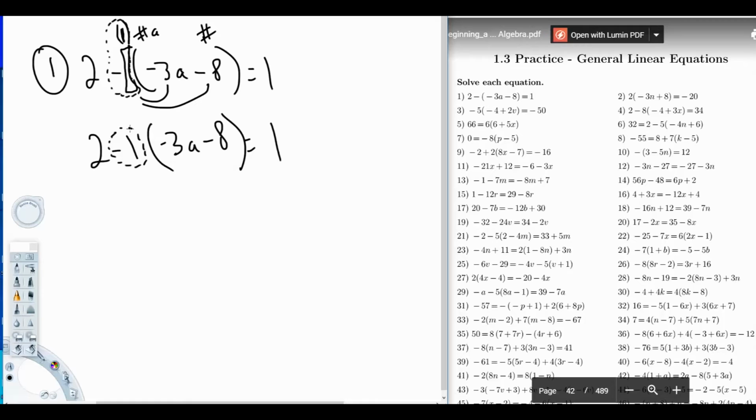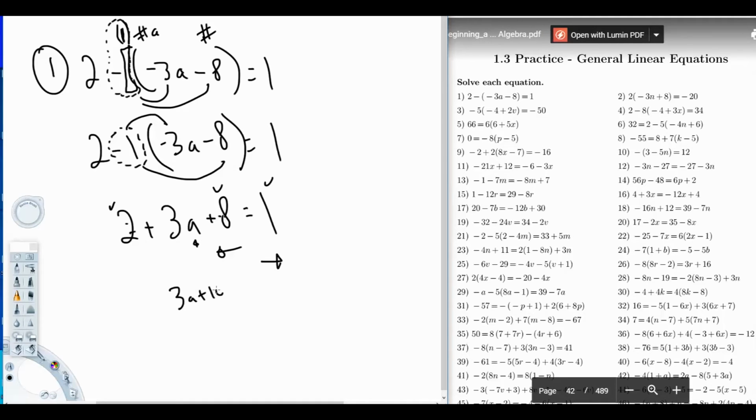We take this number and we multiply. So negative 1 times negative 3a equals 3a. Negative 1 times minus 8 equals 8. I'm putting the plus sign here because 3 is positive. Equals 1. Now, it's beginning to look familiar. We have an unknown here, and everything else here is known. So we want to put the unknown on one side and what we know on the other side. So 2 plus 8 equals 10. So it's 3a plus 10 equals 1.